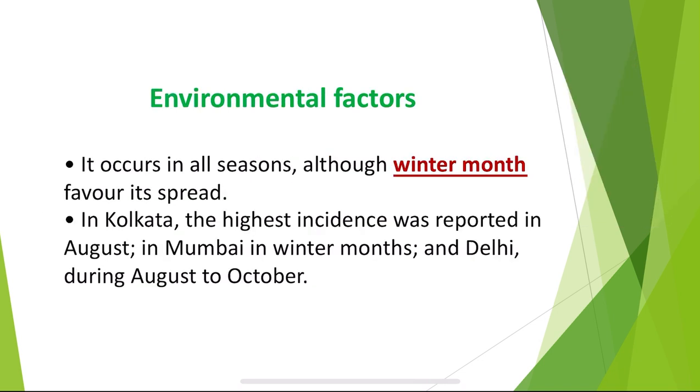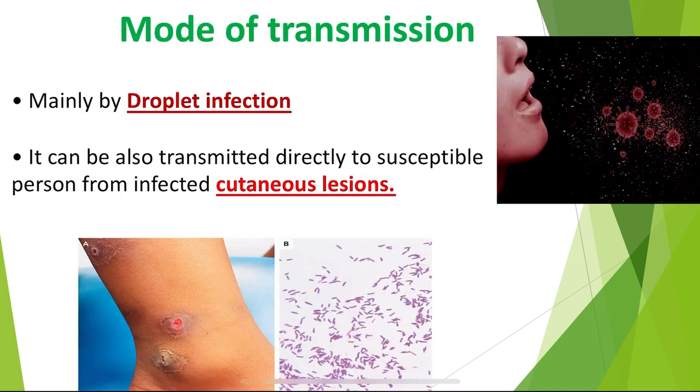Moving further to the environmental factor, it occurs in all the seasons, although the winter months favor its spread. In Kolkata, the highest incidence of diphtheria was reported in the month of August, in Mumbai in the winter months, and in Delhi during August to October.